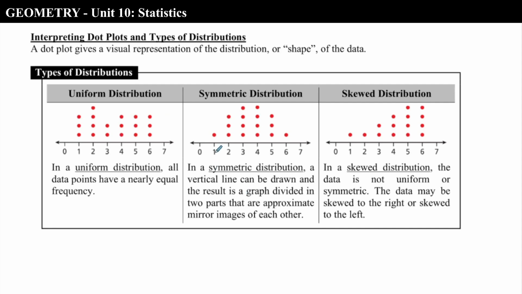In a symmetric distribution, the vertical line can be drawn, and the result is a graph divided into two parts that are approximate mirror images. So this side of the graph looks about the same as this side of the graph. In a skewed distribution, the data is not uniform or symmetric. It may be skewed to the right, which is what's shown here, or skewed to the left. The side that has more data is the direction in which the data is skewed.